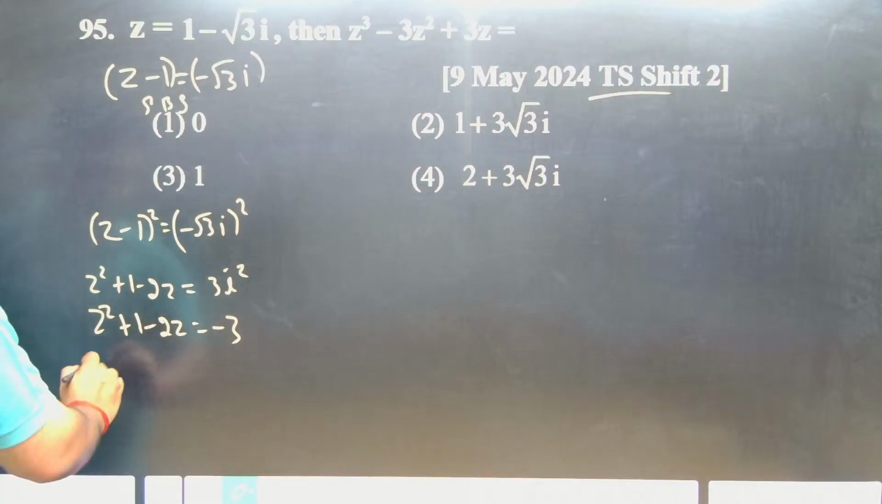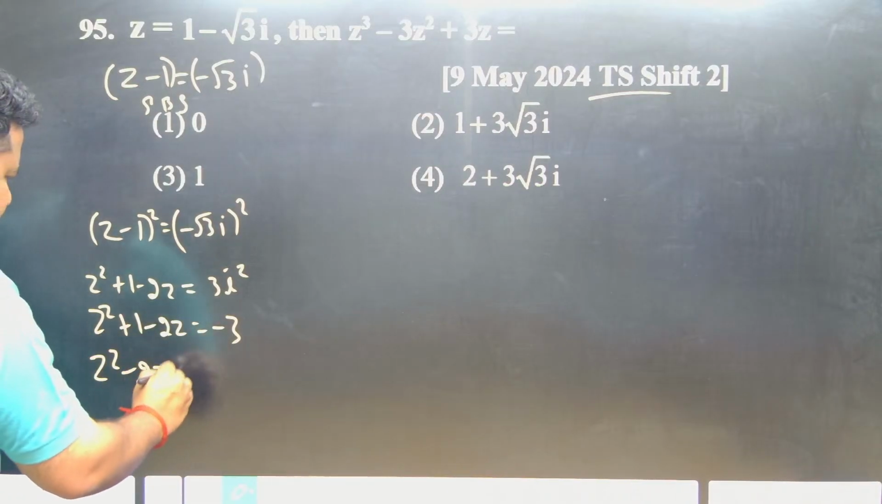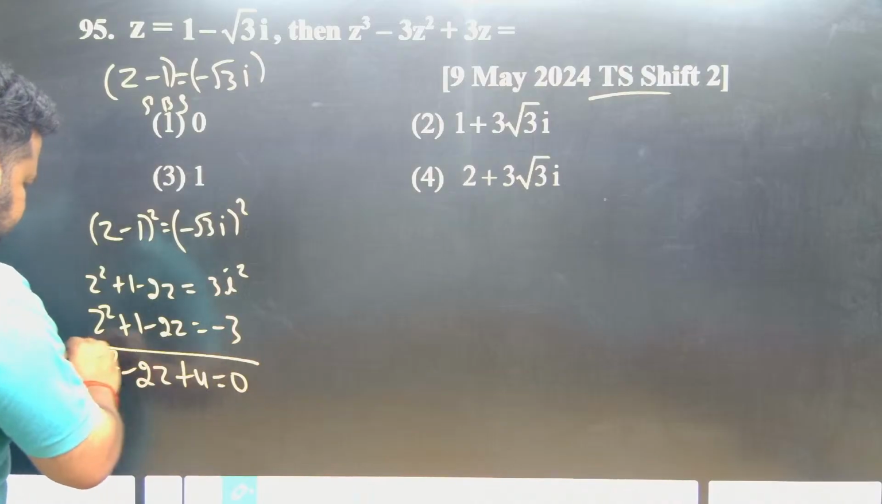So, if I send this to the other side, this will become z square minus 2z plus 4 is equal to 0. This is what I got.